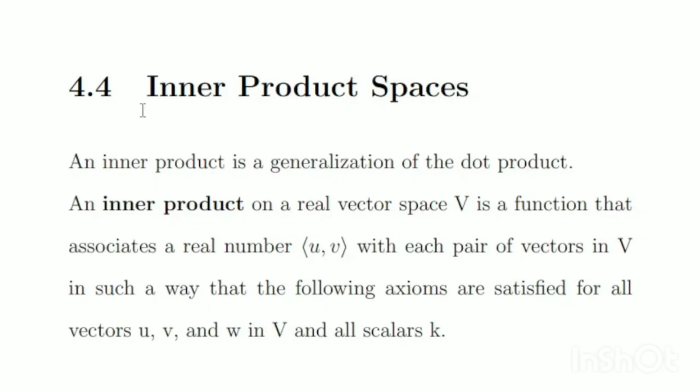Inner product space. An inner product space is a generalization of the dot product. An inner product is a function from V cross V to F. So we have a real value quantity which satisfies some axioms. For all vectors u, v and w in V and a scalar k, the inner product must satisfy some axioms or properties.